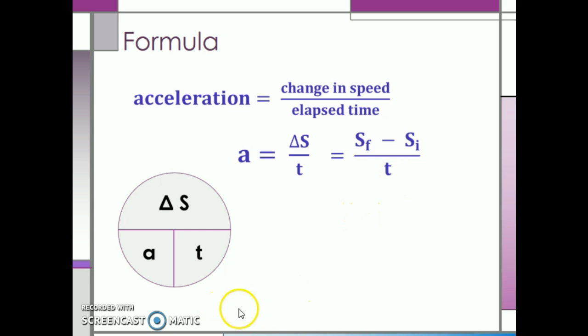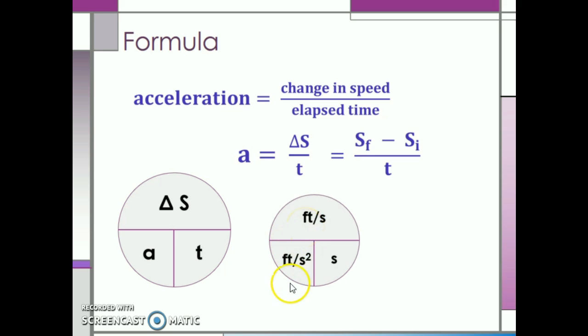Our equation circle has change in speed on top with acceleration and time on the bottom. We can also look at an equation circle with the units to help you identify what units you need for a given problem. In English units, the change in speed will be measured in feet per second. Acceleration is measured in feet per second squared. Time is measured in seconds. If your units do not match these units, you will need to convert your units to match.